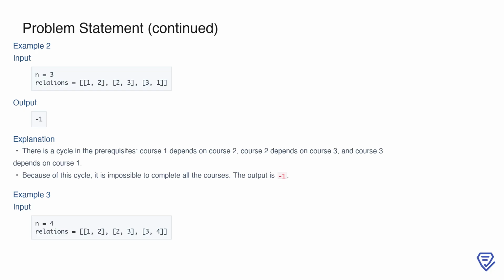Here's another example to illustrate a different scenario. If n is 3 and the prerequisite relationships are given as 1, 2, 2, 3, 3, 1, we see that course 1 depends on course 2 depends on course 3, and course 3 depends on course 1. This forms a cycle, which makes it impossible to complete all the courses because there's no way to satisfy the prerequisites for any of them. As a result, the output in this case is -1, indicating that it's not possible to finish all the courses.